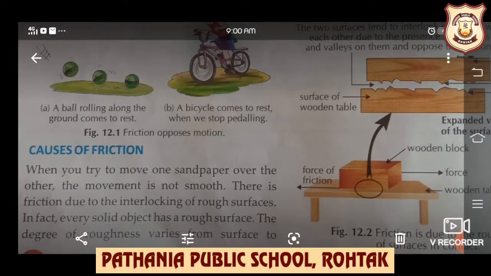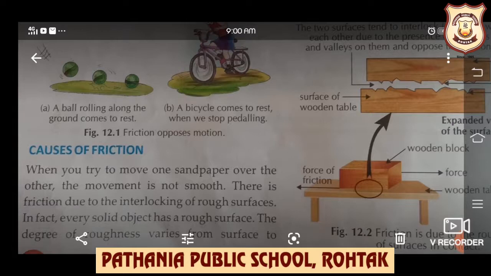Now the question arises, what is the reason for this friction? Why does it exist? When we try to move one sandpaper over the other, the movement is not smooth. There is friction due to interlocking of rough surfaces. See beta, when the surfaces are rough, they interlock between them like fingers. When we cross the fingers of our two hands, they are interlocked. It is very difficult to overcome.